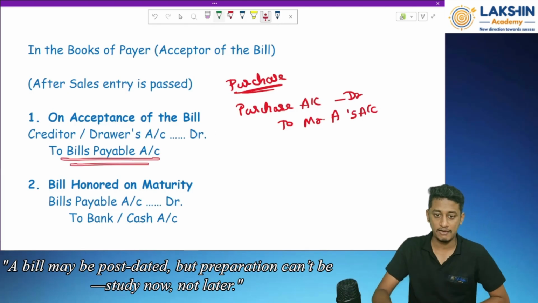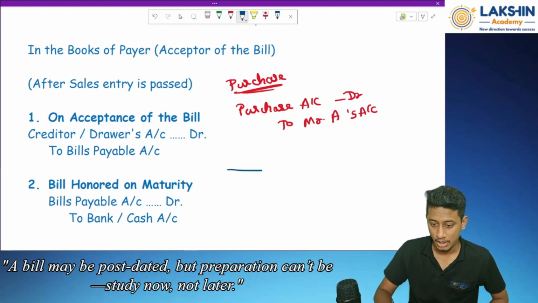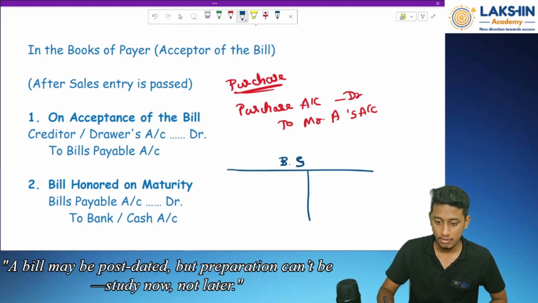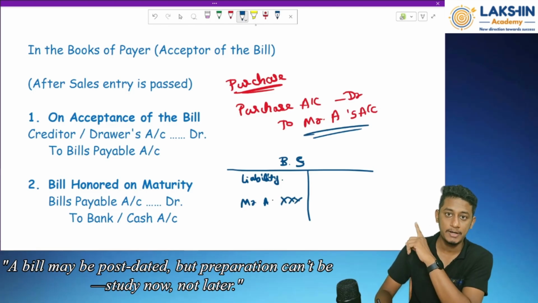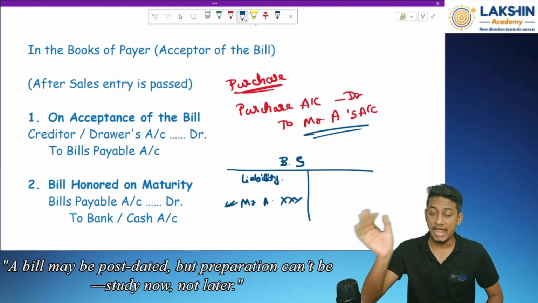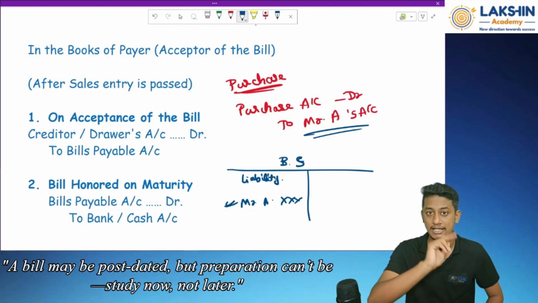Again, I will draw a balance sheet for you. This is my balance sheet. Now, on the liability side, I had Mr. A of X rupees. Because this is the entry passed, I have put Mr. A's balance on the liability side. Now what I am doing, I am accepting a bill. Mr. B is accepting a bill of exchange.